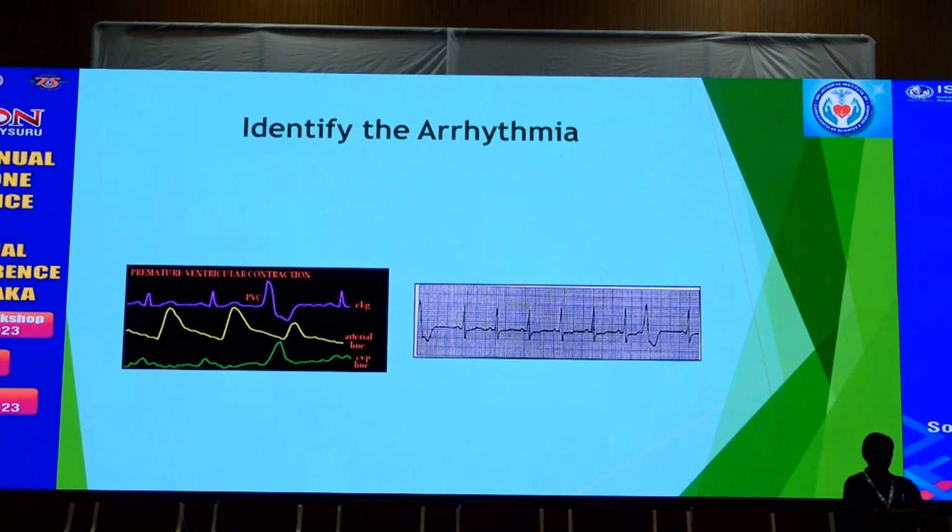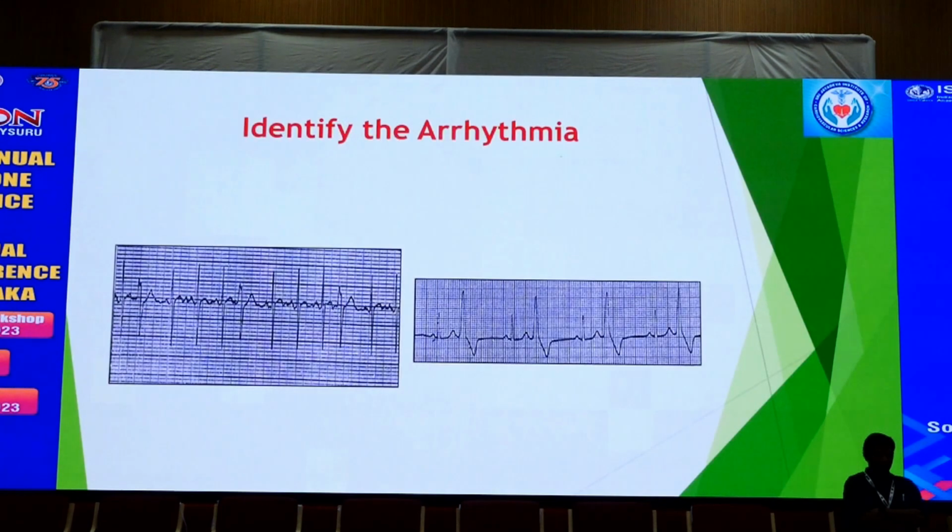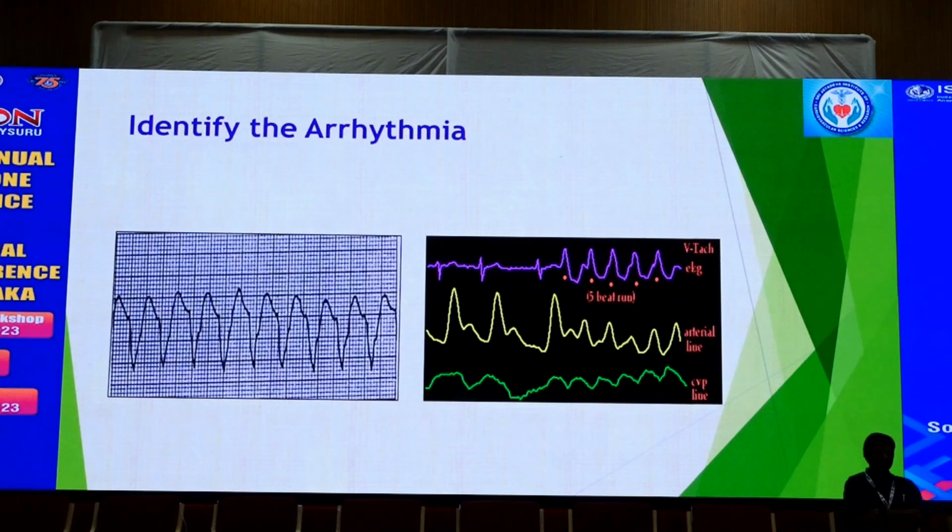So when do you treat them? If they are more than 6 per minute, if there is R-on-T phenomenon, if they are polymorphic, and if there is any bigeminy or trigeminy, like this. This is an example of trigeminy. This is an example of bigeminy. Only then you may have to treat PVCs. So what is the treatment? Lidocaine, which is available with you, 1.5 milligrams per kg body weight as a bolus, followed by 1 to 4 milligrams per minute infusion.